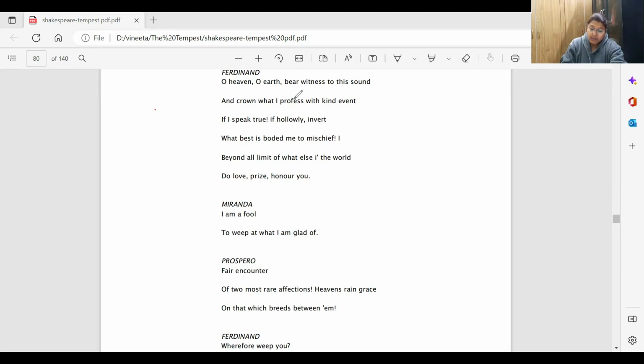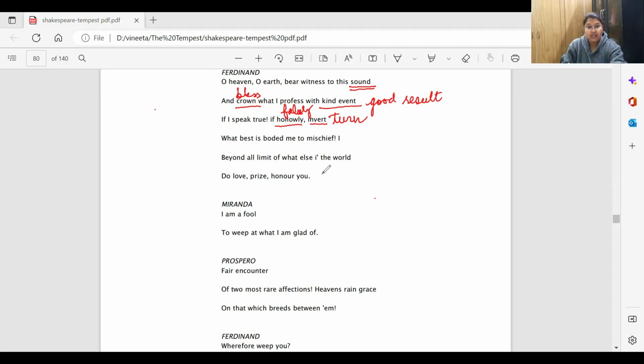O heaven, O earth, bear witness to this sound. You be the witness to what all I am going to speak now. And crown what I profess. Crown means bless. He is seeking the blessings of heaven and earth. And bless what I profess. Profess means declare. Bless what I declare with kind event. With kind event means with good result. Bless what I declare with good result if I speak true. If hollowly, if falsely, here hollowly means falsely, but if I am speaking falsely, invert means turn. Invert what best is boded me. Turn all the best fortune that is promised to me into mischief, into evil.